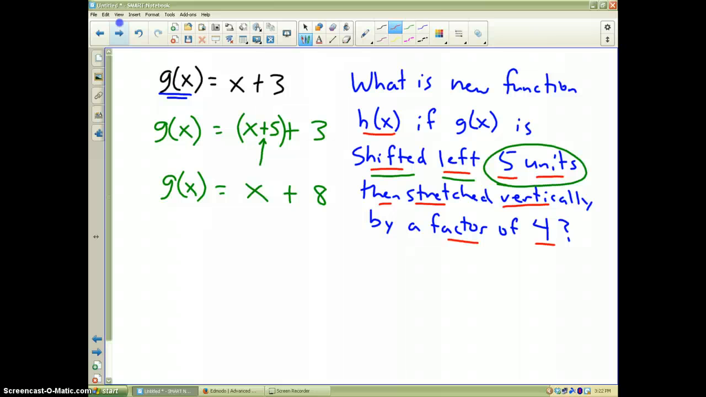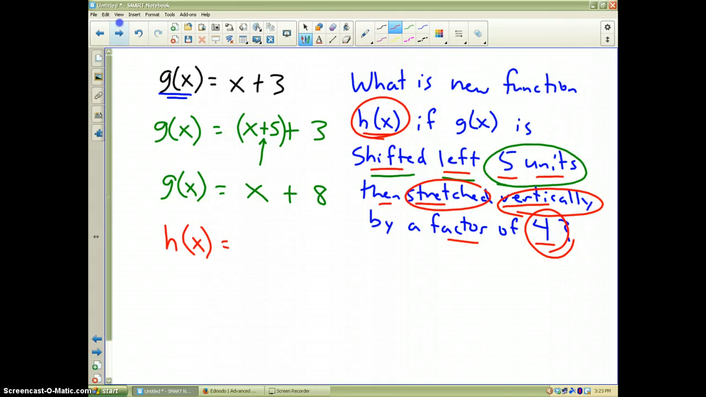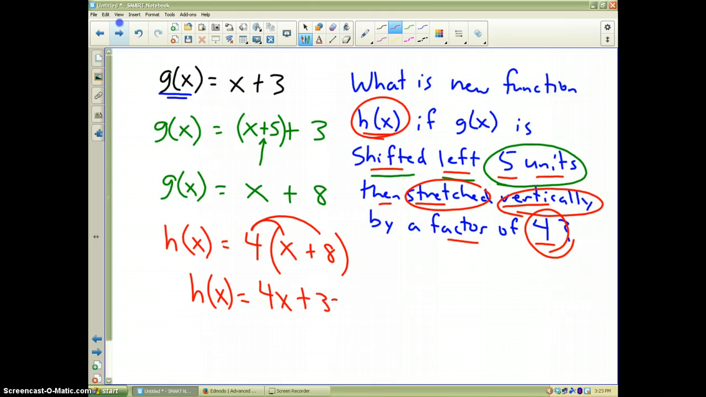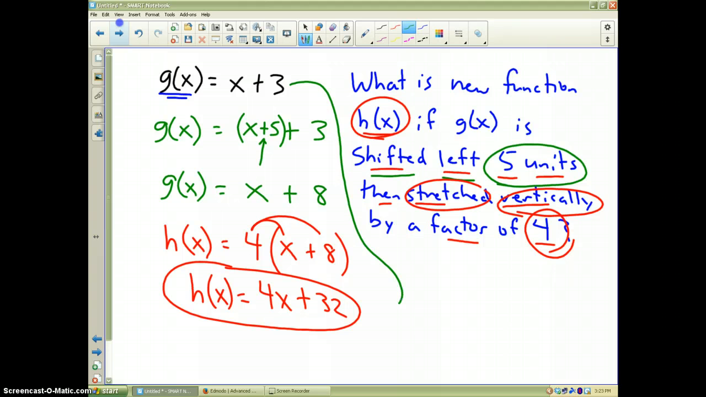Now, step number 2. It says stretch vertically by a factor of 4. Our new function is going to be called h of x. So h of x is going to be our old function, which is x plus 8, and I'm going to multiply the entire equation by 4 to stretch it vertically. I need to distribute, and I get h of x is equal to 4x plus 32, which will be our transformed function.